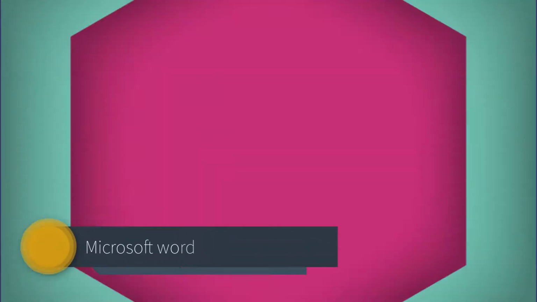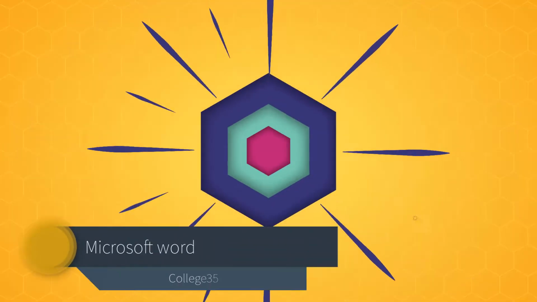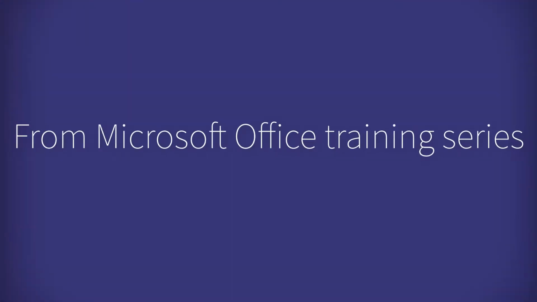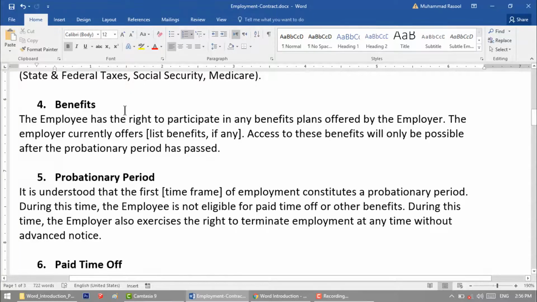In this section we learn emailing a document, working with hyperlinks, and saving documents as web pages. Unit 8, web feature. Create a hyperlink.